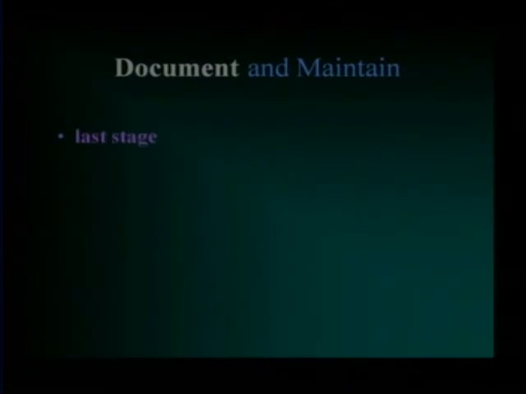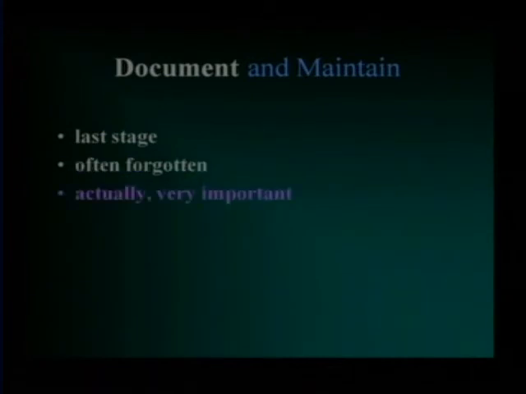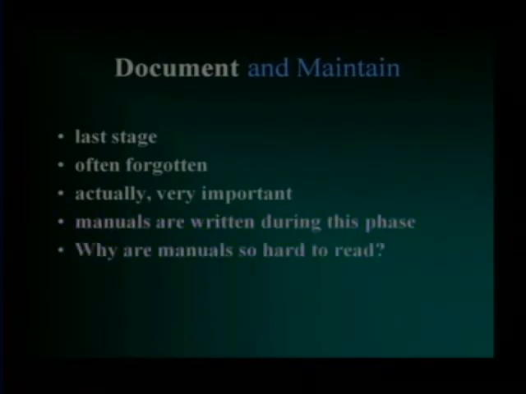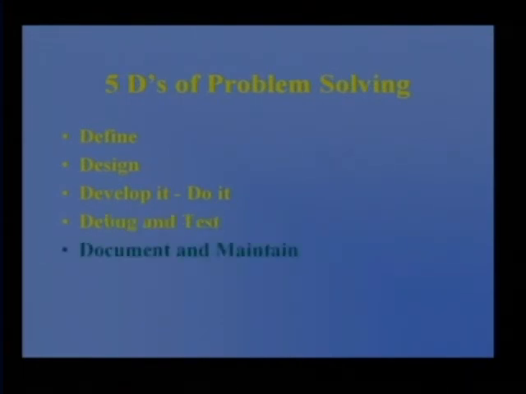The last step in the process is to document and maintain. It's often forgotten. People don't pay too much attention to it. It's actually one of the most important. This is when manuals are written. The challenge with manuals is that they are written by people who know what they're doing, and they're read by people who don't know what they're doing. That's the reason they're so hard to read. So the 5 D's of problem solving: define, design, develop it, do it, debug and test, and document and maintain.